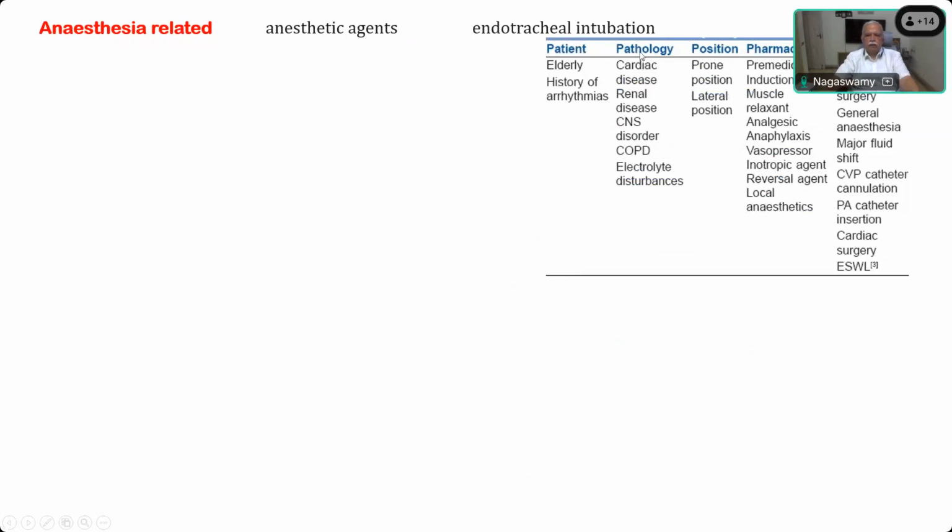elderly, history of arrhythmias, pathology like cardiac disease, renal disease, CNS disorder, COPD, electrolytes; position related, like prone position, lateral position; pharmacology related, the drugs, analgesics, etc.; procedure related, like even the PA catheter, central venous catheter insertion, ESWL, all these things can cause the arrhythmias. So that is a useful way to describe that.